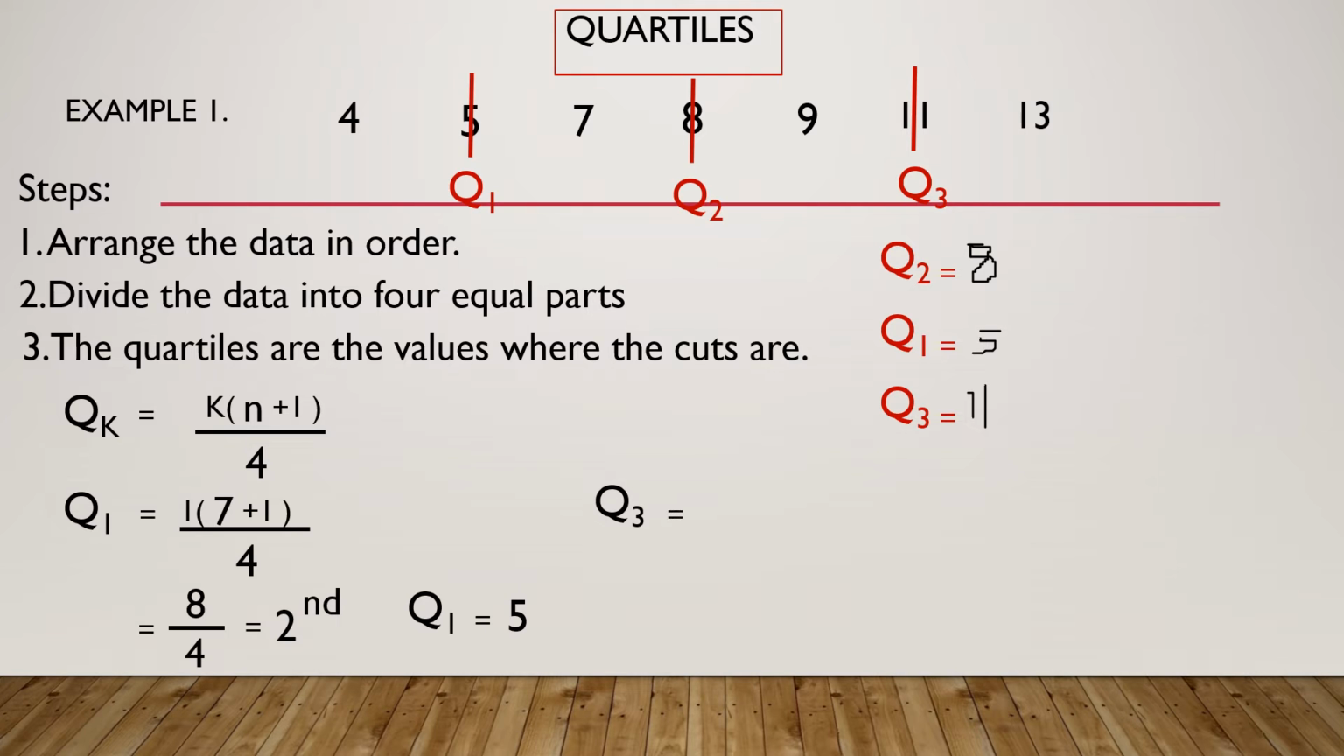Okay, what about the third quartile? Using the formula, K is 3. So that is now 7 plus 1, that is 8, times 3. That is 24. 24 divided by 4 is equal to 6. Okay? Sixth. Now, check. 1, 2, 3, 4, 5, 6, 11. So 11 is the third quartile. The value of the third quartile is 11.